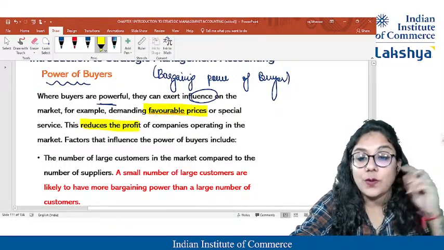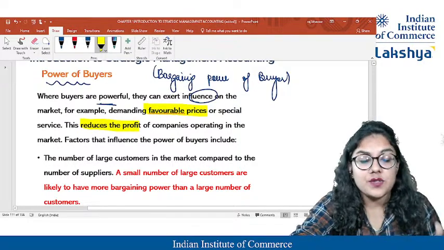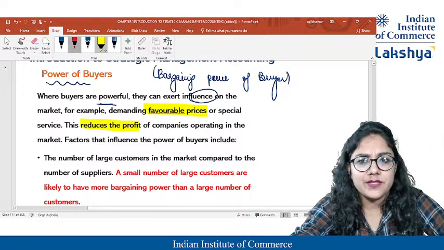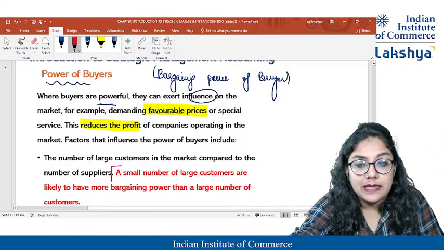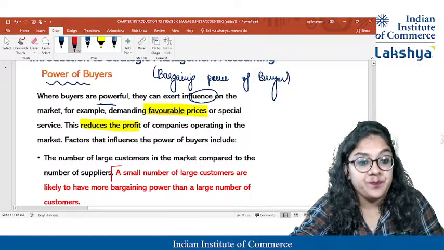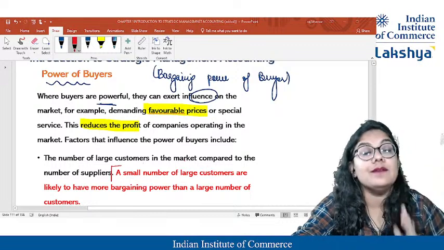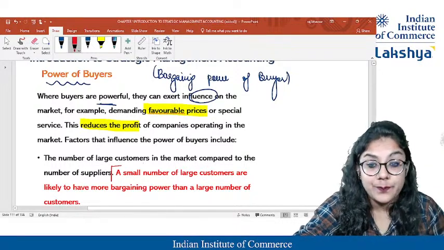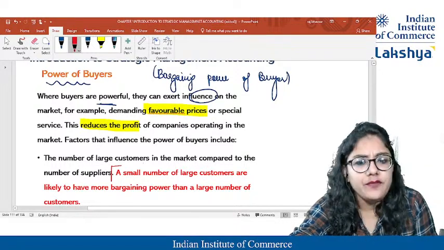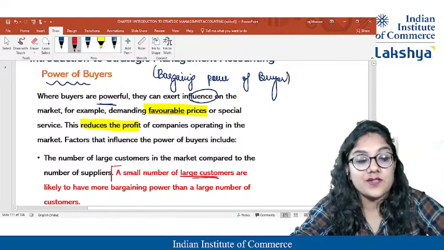So what are the factors we have to consider? This line is very important. I always tell my students: the number of large customers in the market compared to the number of suppliers. Let's say I have a few suppliers but a lot of buyers, so maybe they can be challenging. Or a small number of large customers, small in number but big customers, are also having the power.